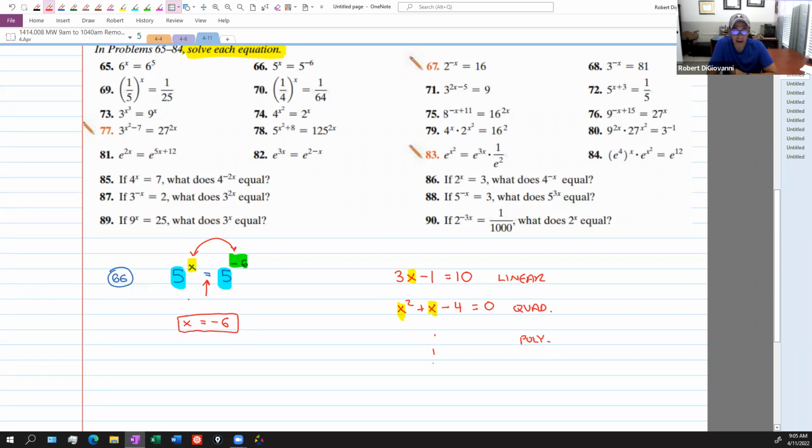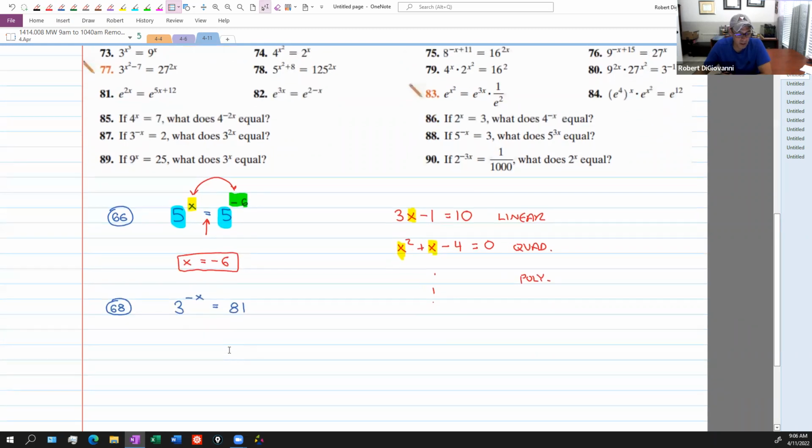Now, compare that to number 68. So we have 3 to the negative x equals 81. Now, this is different because we do not have the same base, right? We have 3 here and we have 81 on the other side. Here we have the same base, 5 and 5, so we just set the exponents equal to one another. Here we can't do that.